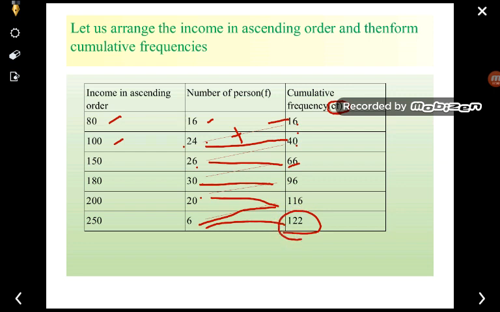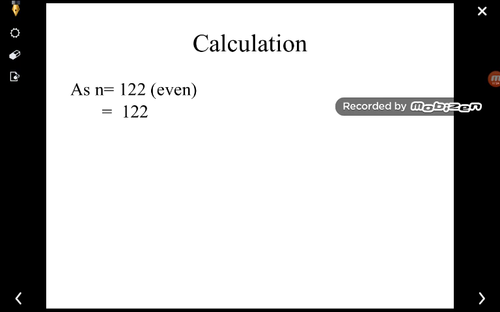So what is the number of observations? It is nothing but 122. Now how to calculate? We have to find out the number of observations, that is 122. We can say that the number of observations is 122, which is even. So we have to find out the median.